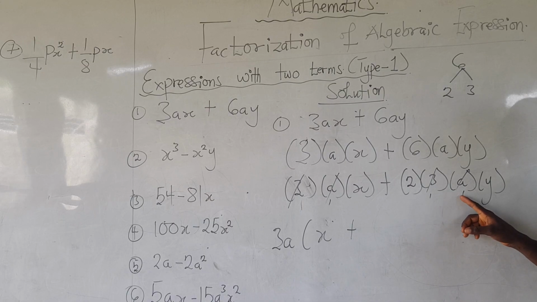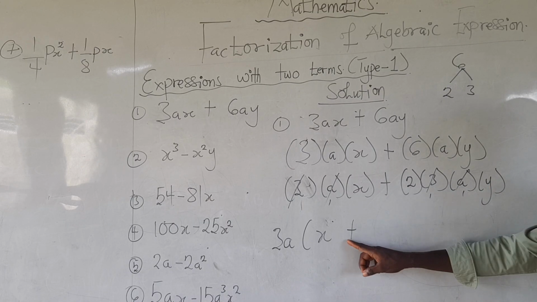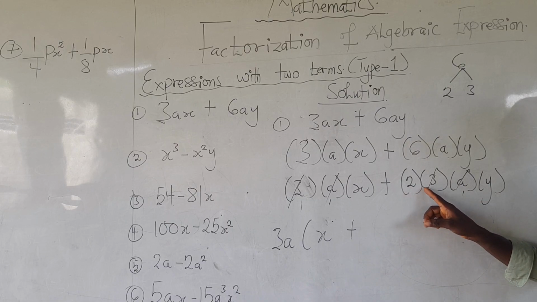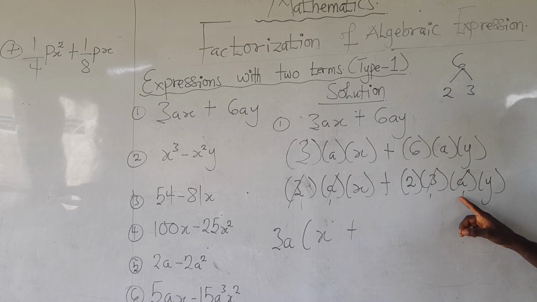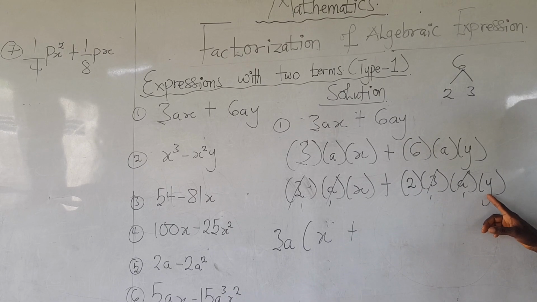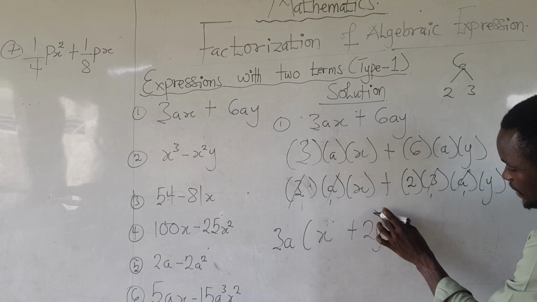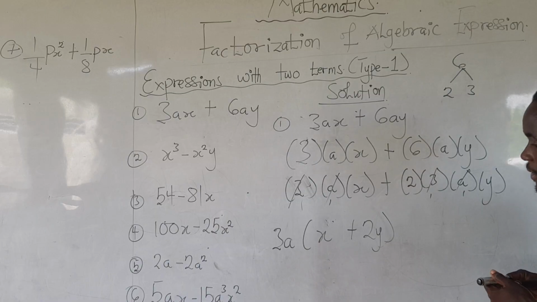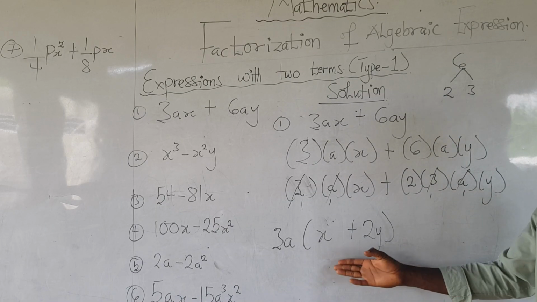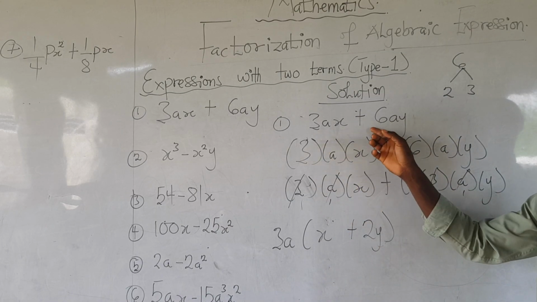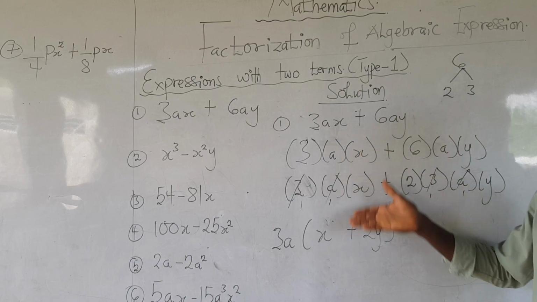Plus, when I come to this side also, I have 2 left. Here is left with 1, here is left with 1, here is left with y. So I'll just multiply. Look at it, the plus is there. So 2 times 1 is 2, times 1 is 2, times y is what? 2y. Then after, I will close my bracket. So that means I am done factorizing the expression 3ax plus 6ay. This is how to go about it.